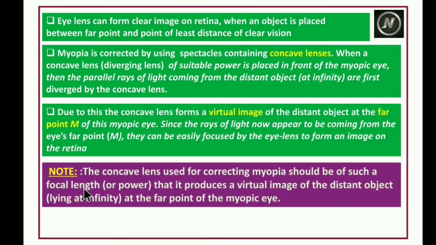Note, the concave lens used for correcting myopia should be of such a focal length that it produces a virtual image of the distant object at the far point of the myopic eye. That means the concave lens should have the appropriate focal length or power.